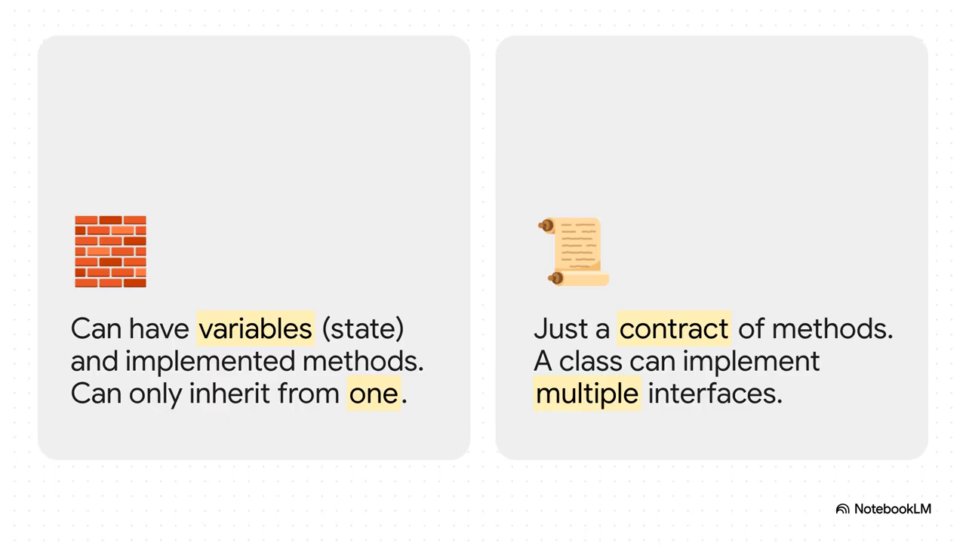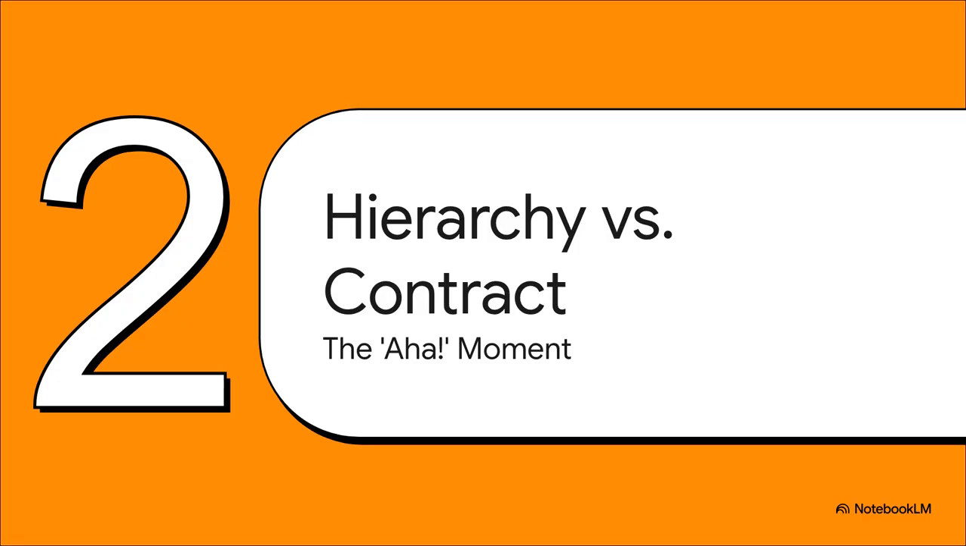An interface, on the other hand, traditionally is just a contract of methods, a promise. And because it's just a contract, a class can implement multiple interfaces. That's a major structural difference. So this is the what, but it's not the why. And this is where we have our first big breakthrough. See, the choice between an abstract class and an interface isn't just about what the compiler lets you do. It's about the kind of relationship you're trying to model in your software. Are you building a family tree, or are you signing a contract?